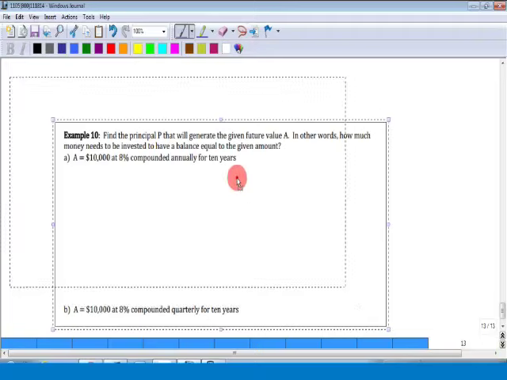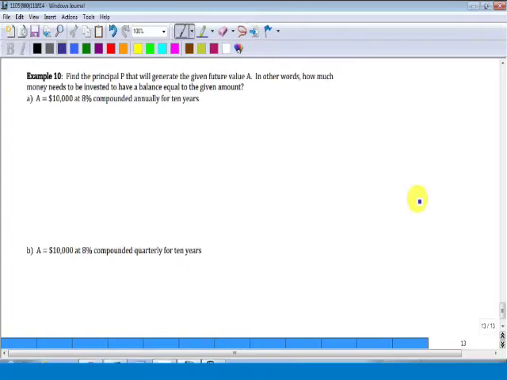Example 10, find the principal P, that is the present value. P stands for principal. It could also stand for present value if you wanted it to, that will generate the given future value. That is, if we're looking at our formula, A equals P times 1 plus R over N to the NT, and what we know is this, we have a goal. We want to have $10,000 in our savings account at the end of 10 years.